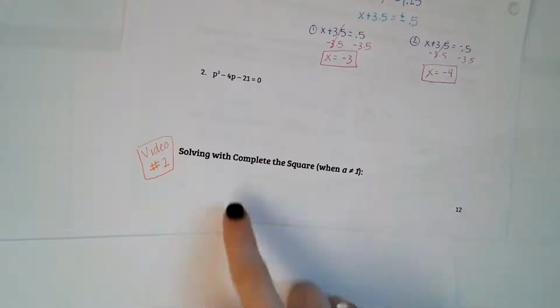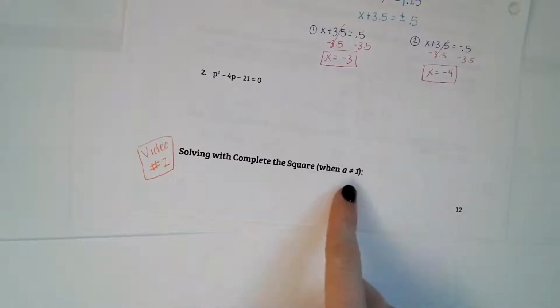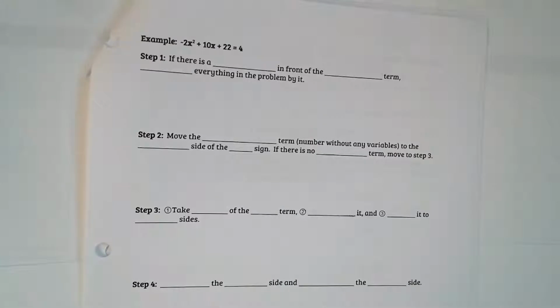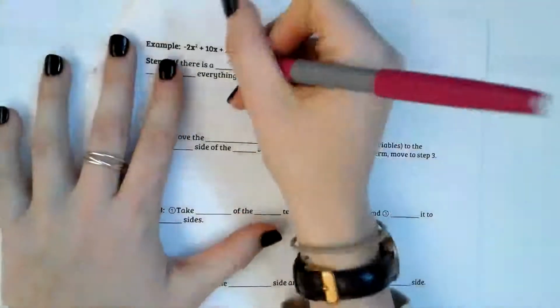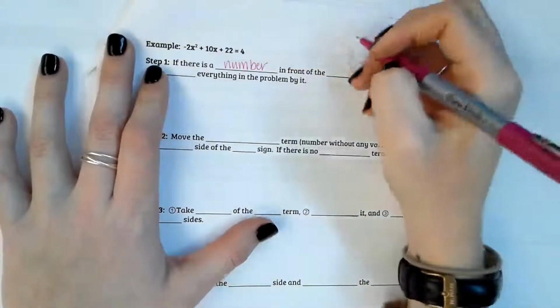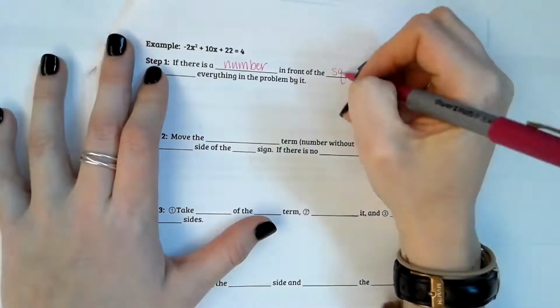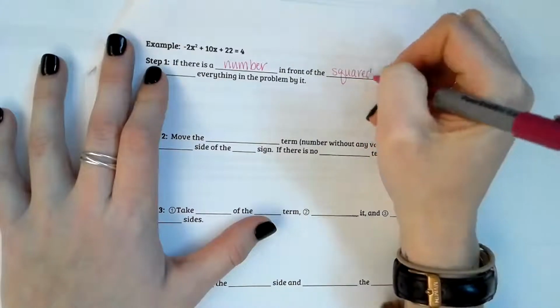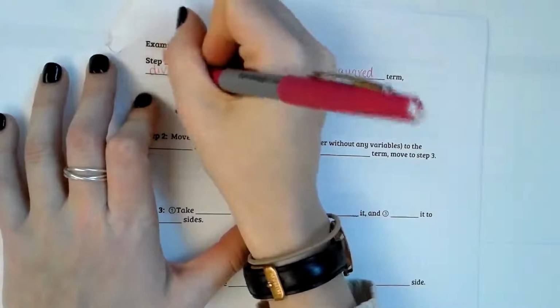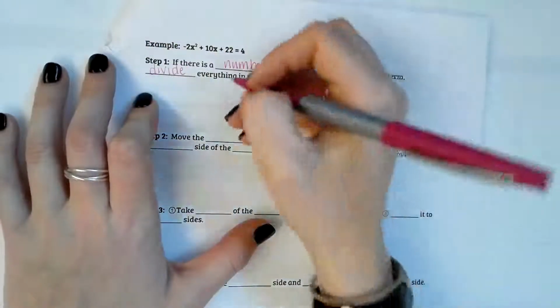Okay, so in this video, we are going to talk about when a doesn't equal 1. So if there is a number in front of your squared term, you are going to divide everything in the problem by it.